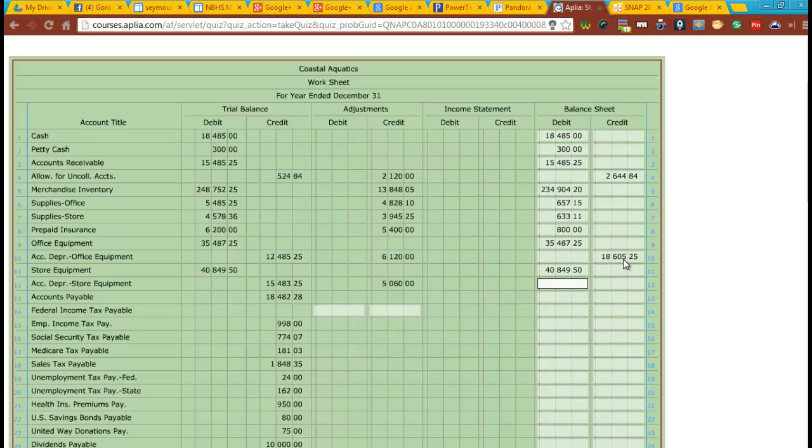Same thing for accumulated depreciation store equipment. Nope, wrong number. $15,483.25 plus $5,060 will give me a credit balance of $20,543.25. Thank you, Katrina. Accounts payable has a credit balance of $18,482.28. Now, I don't have anything yet for federal income tax payable, so I need to go through and do my credit balances for my liabilities.